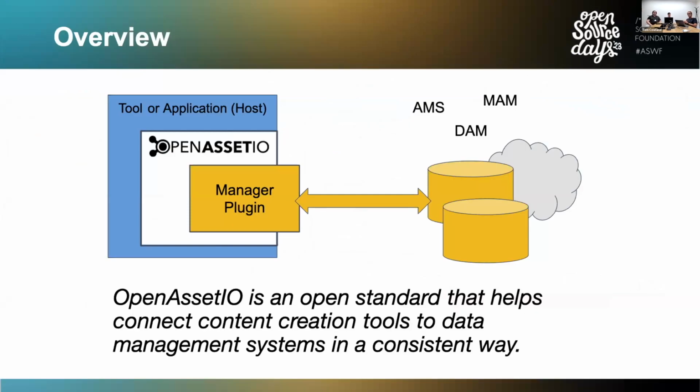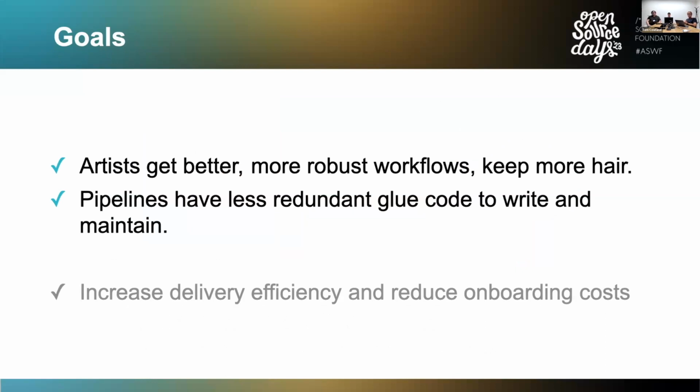So what is OpenAssetIO? It's an open standard that is really aiming to help connect the tools that consume and create content in the spaces that we work in with the data management systems that allow artists to work together collaboratively, and building this in a first-class fashion. So we're going to look at how we facilitate what we hope to be better workflows for artists, so they can have less chances of error, they can have all of the right information available to them whilst they're working in the right context, and hopefully this leads to slightly more long-term sanity and less hair-related problems.